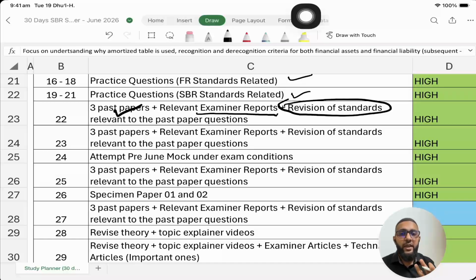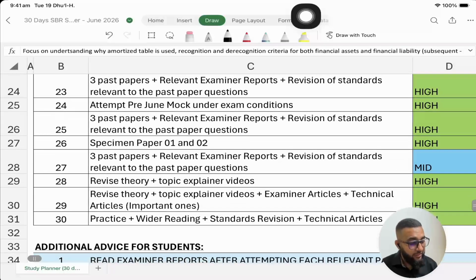Day 25, again, the same setup of past papers: 3 past papers, relevant exam reports, revision of standards after you review your answers. Day 27, all the same thing. Day 26, I leave for specimen exams 1 and 2, which is on the ACCA CB practice platform, right? Then day 28, 29, 30, you revise theory, watch topic explainer videos, look at examiner articles and technical articles, revise standards, practice, and do wider reading. All that is going to be important for your last-moment preparation for the exam.